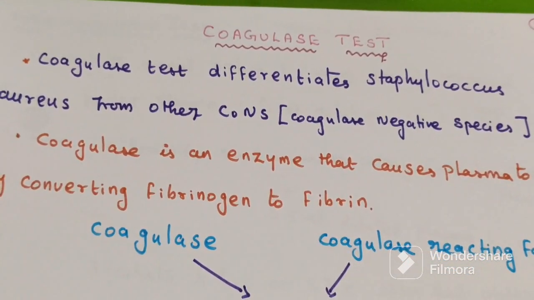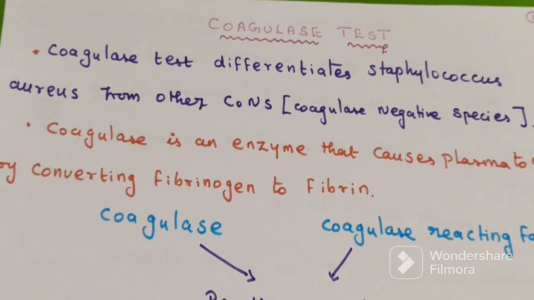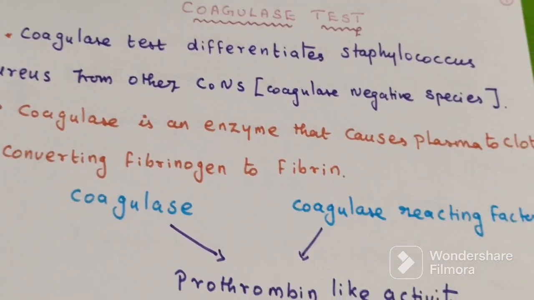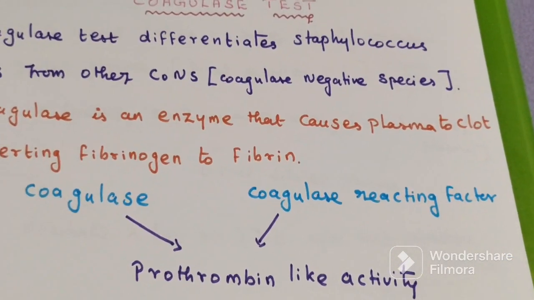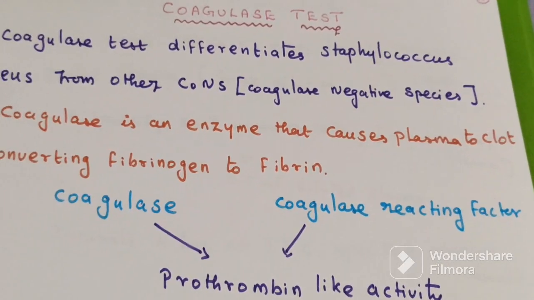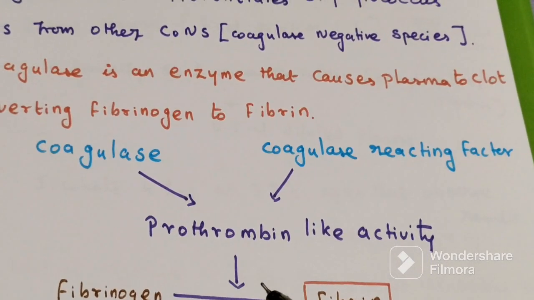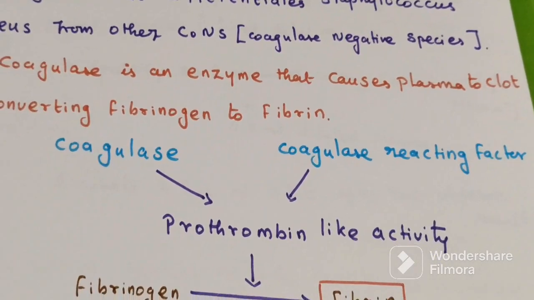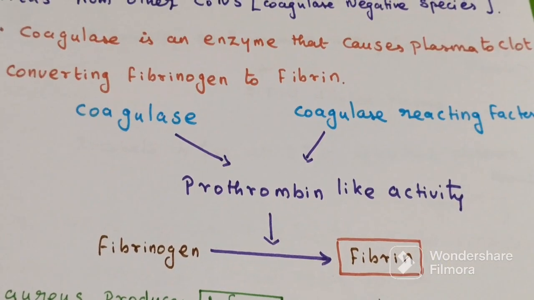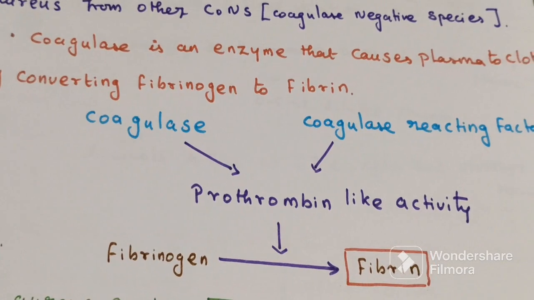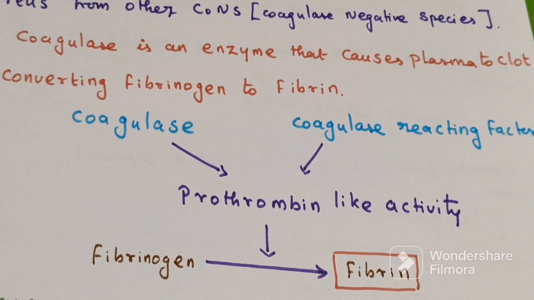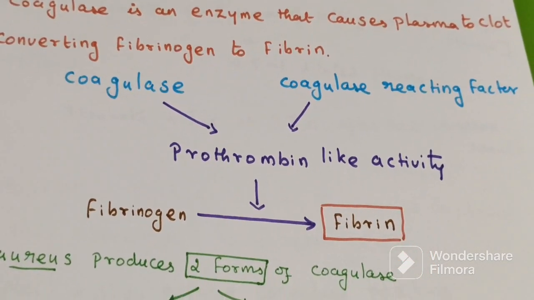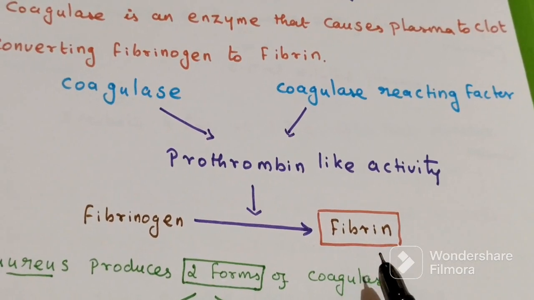Let's see how coagulase will act. Coagulase along with the coagulase reacting factor will act like a prothrombin. This prothrombin complex will convert fibrinogen into fibrin. Now this fibrin will be seen as a clot. So it acts as a clotting agent.